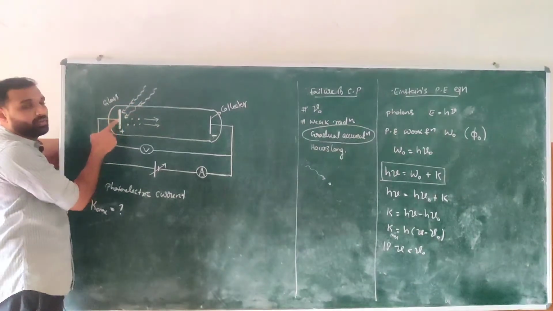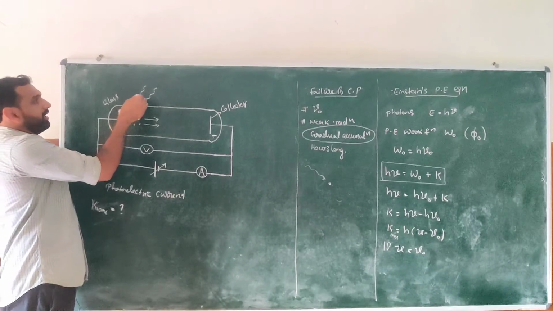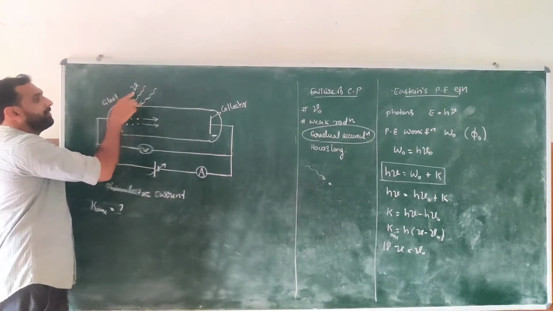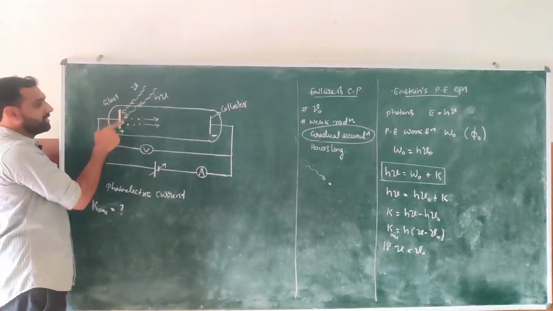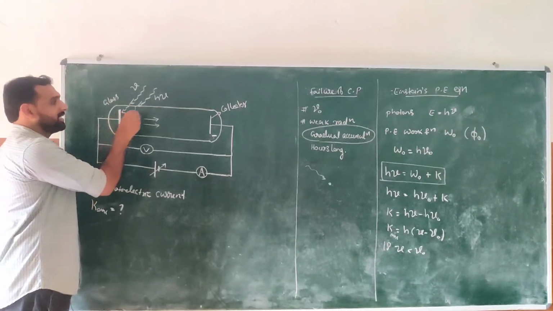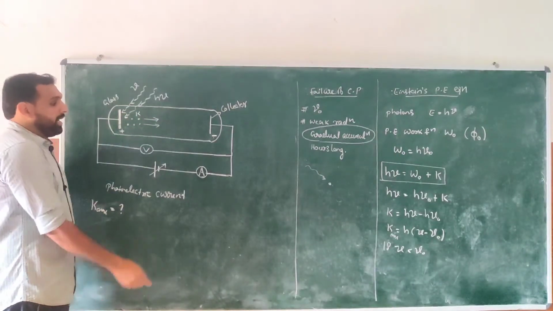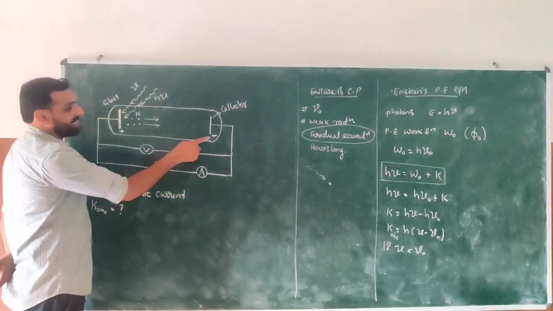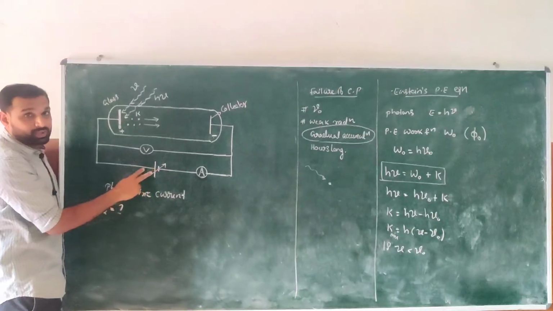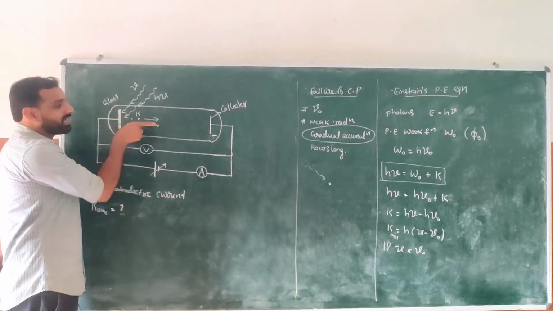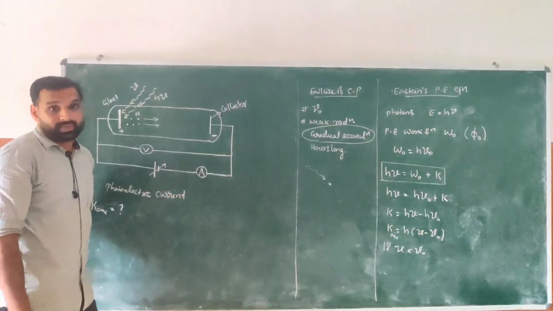When light or radiation falls on this, electrons will be ejected. The radiation has a frequency nu and an energy h nu, and because of this energy, the electrons will be moving with some kinetic energy. But we have applied a negative potential here. We have reversed the potential, so the electrons cannot reach the plate.